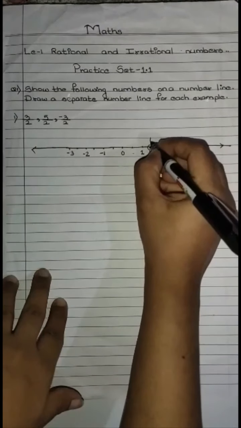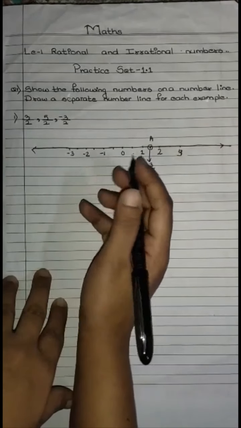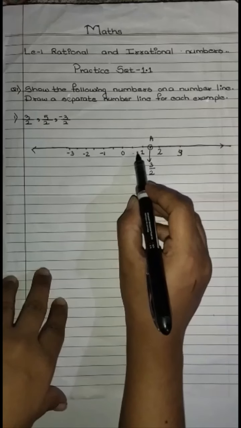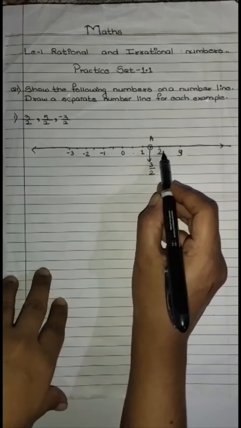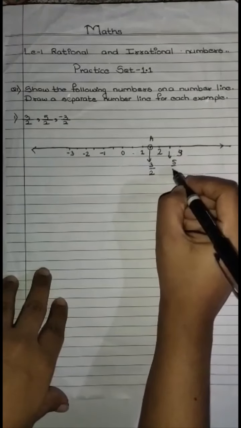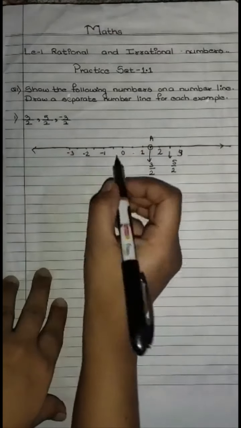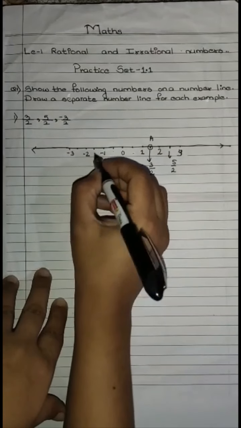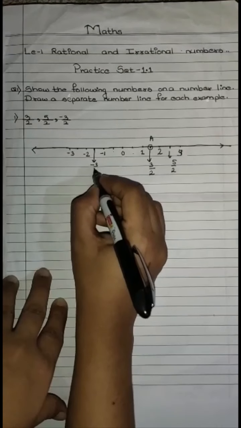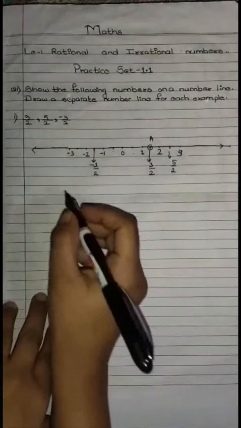You can write this number as any letter, you can use any letter. If you want you can use, otherwise no problem. 5 by 2: 1, 2, 3, 4, 5, this is your 5 by 2. Now minus 3 by 2 means you have to go to the left hand side. 1, 2, 3, this is the third point from your 0, that is minus 3 by 2 or minus 3 upon 2, any way you can read.